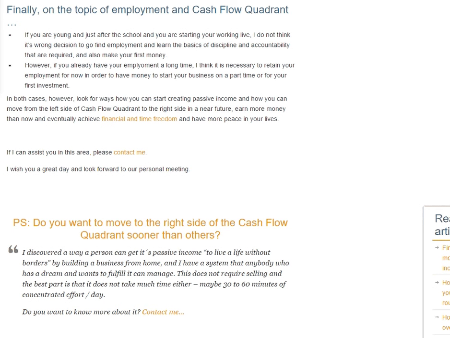Finally, on the topic of employment and the cash flow quadrant. If you are young and just out of school and you are starting your working life, I do not think it's a wrong decision to find employment and learn the basics of discipline and accountability that are required, and also make your first money. However, if you have already been employed a long time, I think it is necessary to retain your employment for now in order to have money to start your business part-time or for your first investment. In both cases, however, look for ways how you can start creating passive income and how you can move from the left side of the cash flow quadrant to the right side in the near future. Earn more money than now and eventually achieve financial and time freedom and have more peace in your lives.